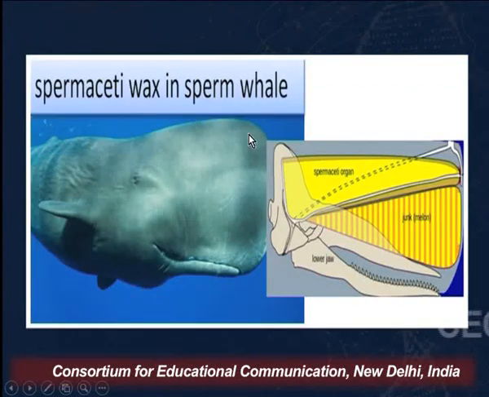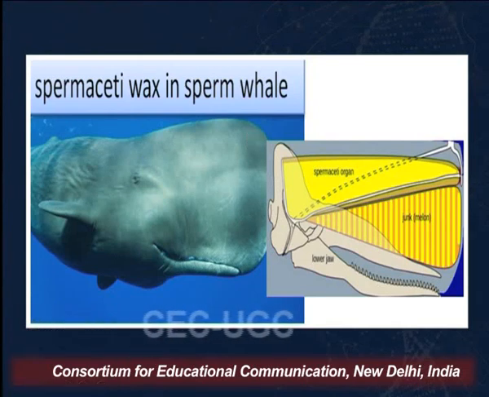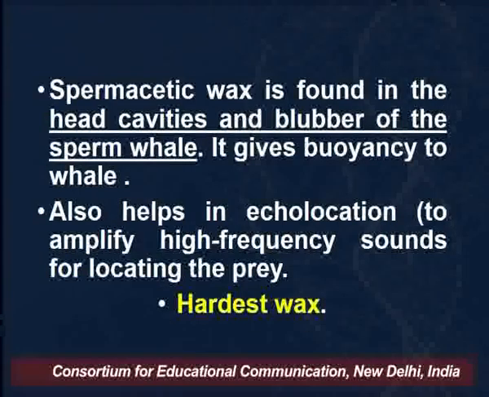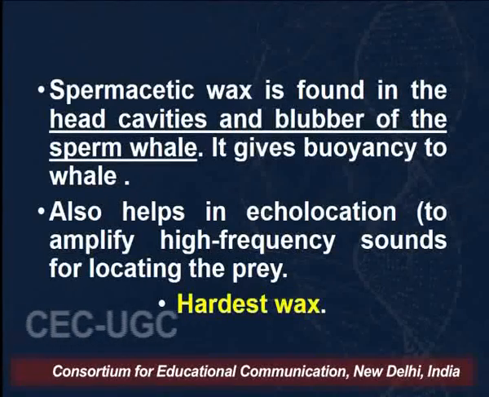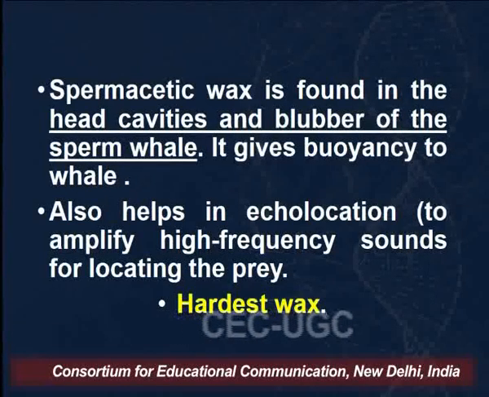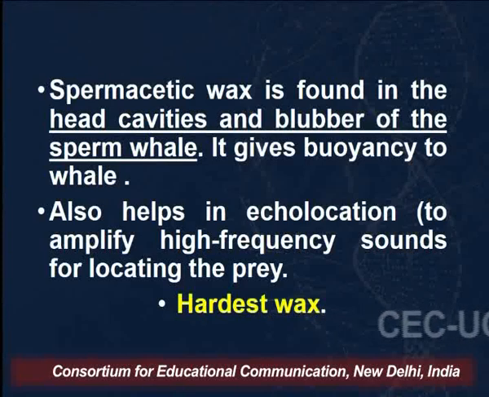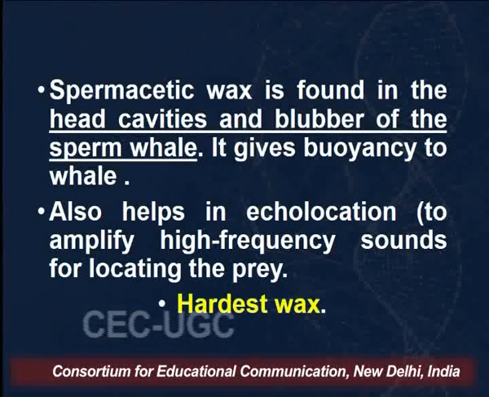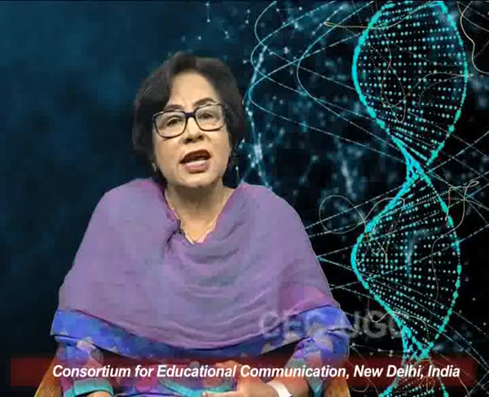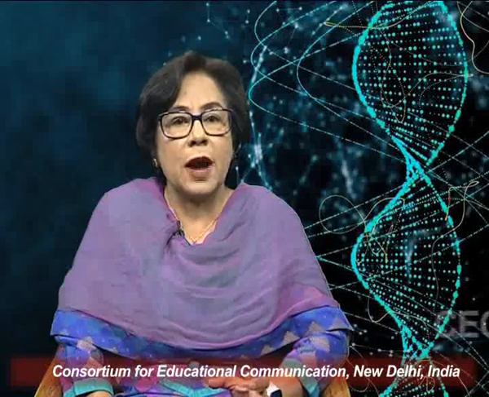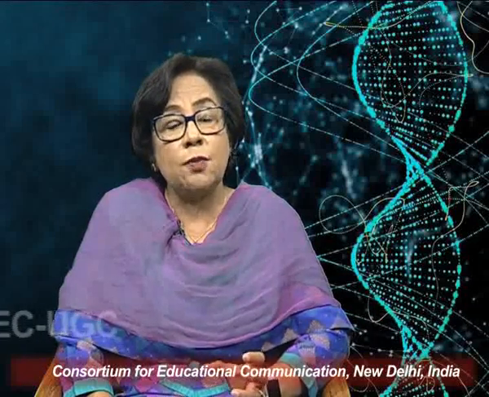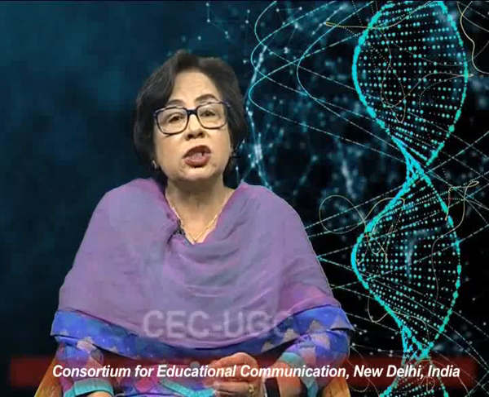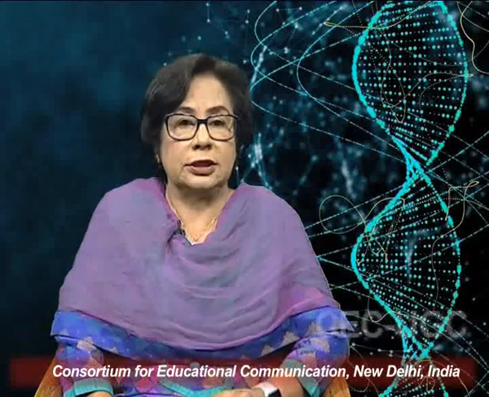Now the next wax which is important and very interesting is the spermaceti wax. Spermaceti wax is found in the sperm whale. So where is this wax found in the sperm whale? It is found in the head cavities and blubber of the sperm whale. It gives buoyancy to the whale. Now what is the advantage of this buoyancy? With the help of this buoyancy, the whale can swim hundreds of kilometers.